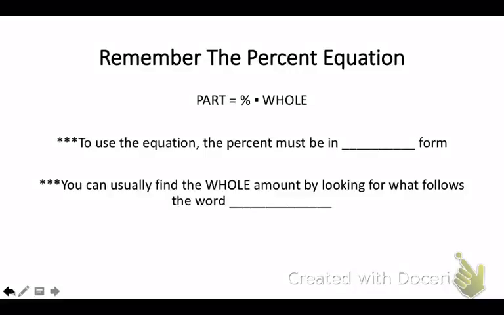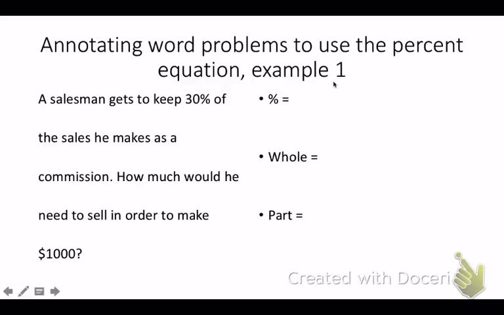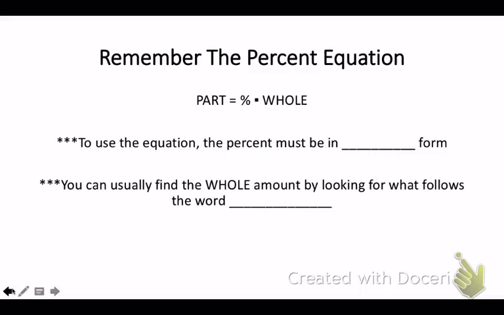Today we're going to talk about strategies to make it easier for you to solve percent word problems. And remember from previous lessons that there are several ways you can find a percent of a number, but we're going to focus on using the percent equation. In case we've forgotten, although we do have notes about it, to find your part, you multiply your percent times your whole number.